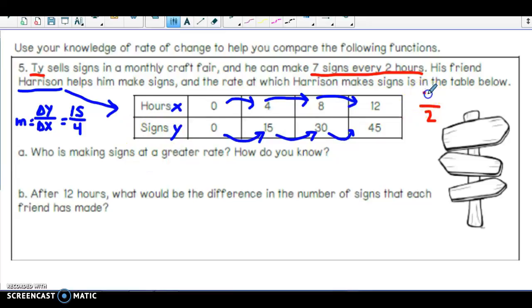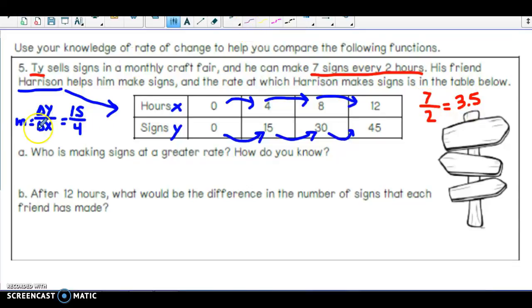So since we know he makes 7 signs for every 2 hours, what we can do is change those fractions into decimals. Decimals are much easier to compare. So as long as we have the equivalent decimal to our fraction, we're going to be able to see that Ty, if we want to look at it, makes 3.5 signs for every 1 hour.